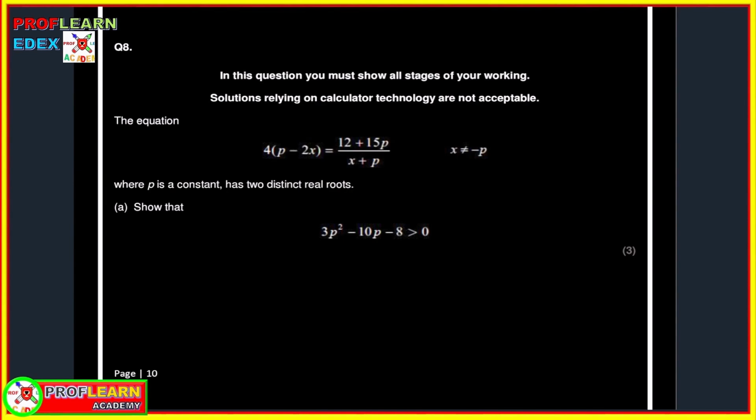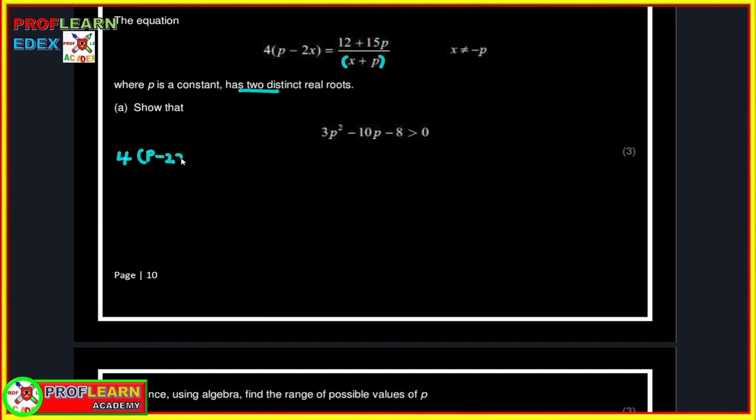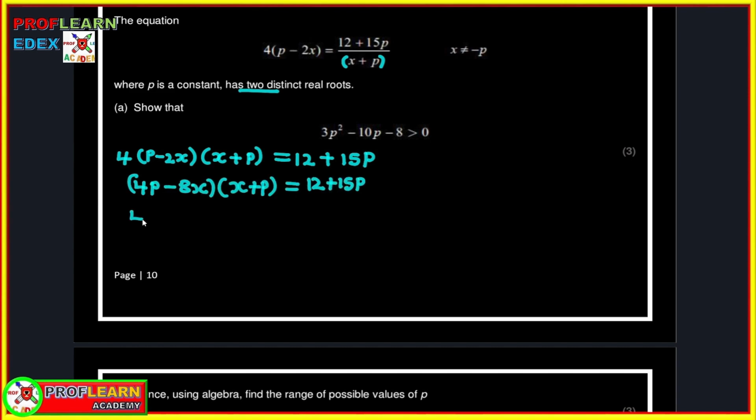We have question number 8, and I want you to follow through keenly in this question. This also is testing the concept of discriminant, and something I would like you to realize at this point is that we are going to multiply both sides by x plus p in this given equation. Then once we form a quadratic equation, we shall use that quadratic equation and find the discriminant. The discriminant is going to be greater than 0 because we are told two distinct points.